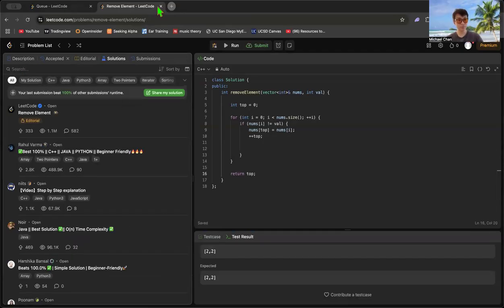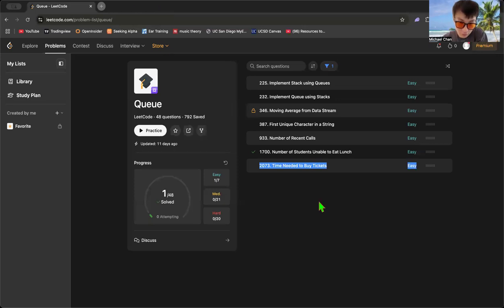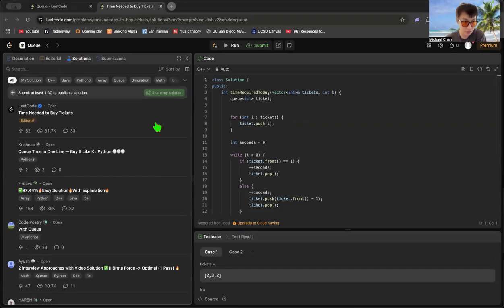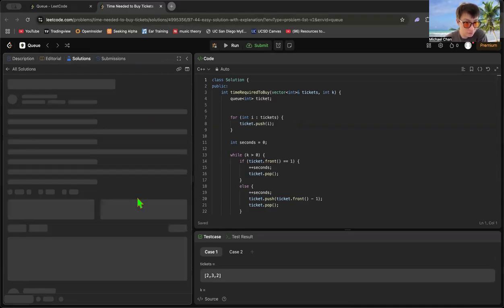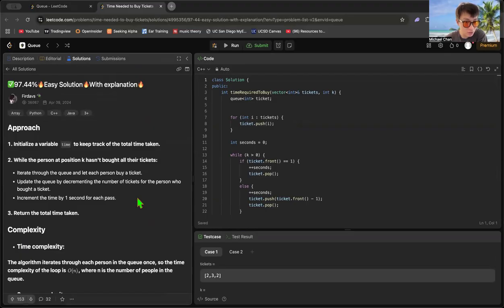Okay, well, I do want to figure out how to do this. I don't think I can figure it out myself. So I'm just gonna look at the solution.